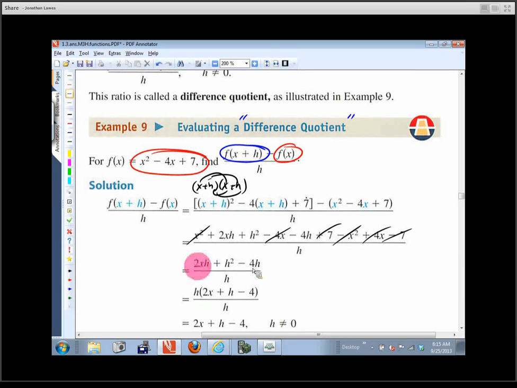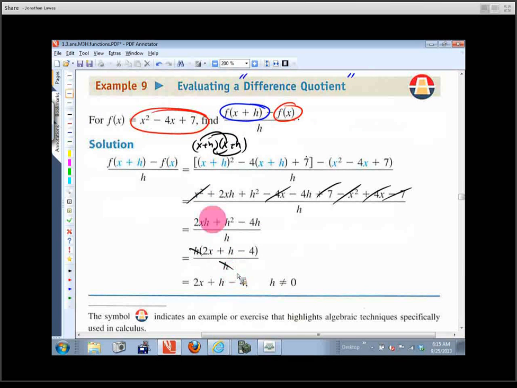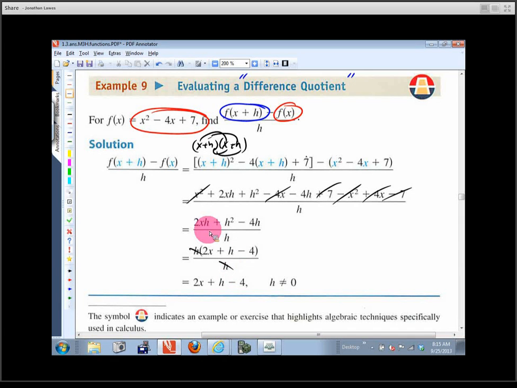And what did they do from this line to this line? Factored it out. We notice that every one of those terms has an h in it. So if we factor out the h, then I can cancel it. I can't cancel it here and here. Okay, you can't cancel a term. You can only cancel factors. And this is the answer.